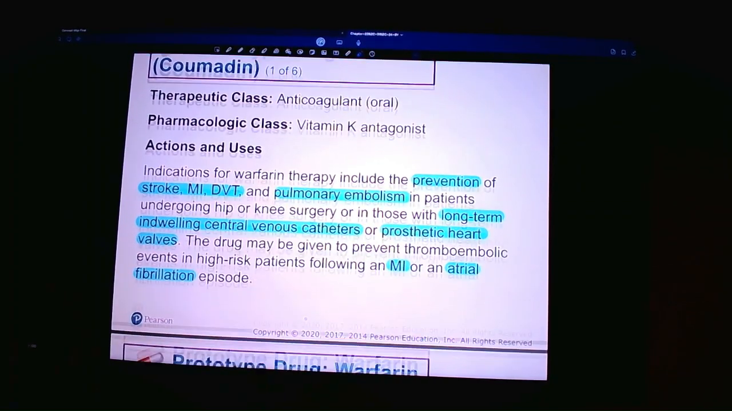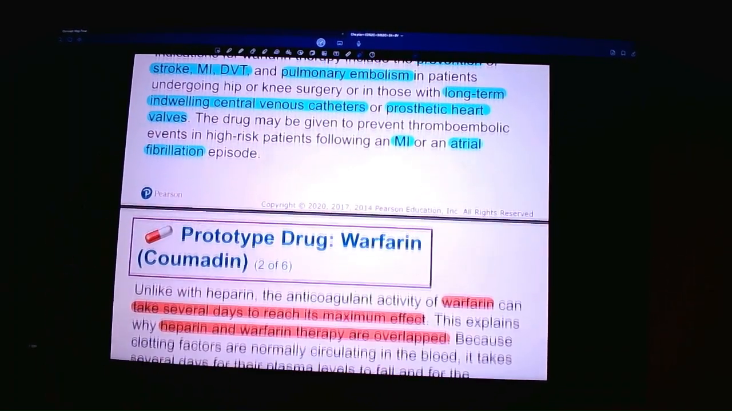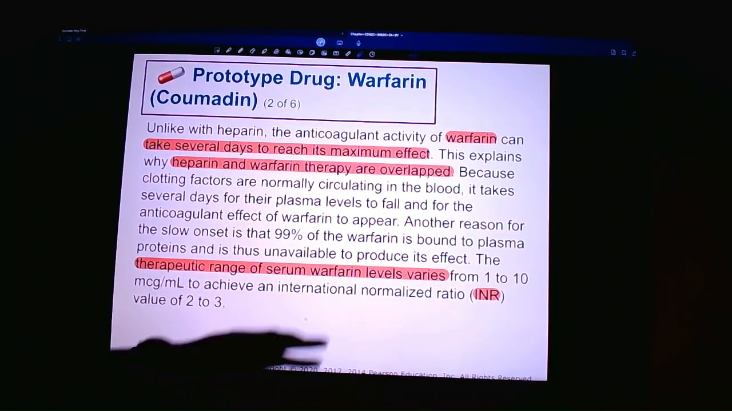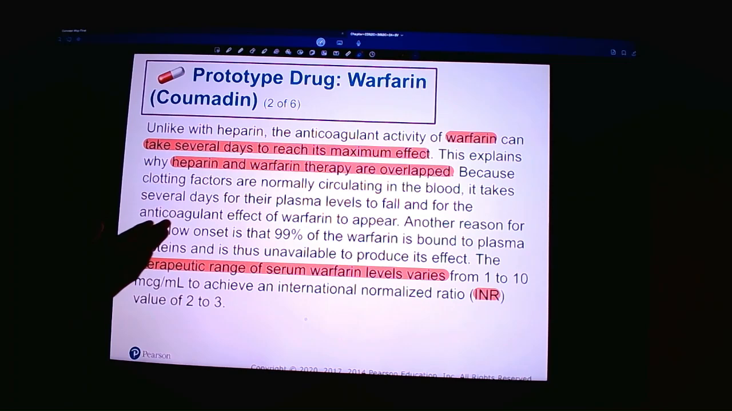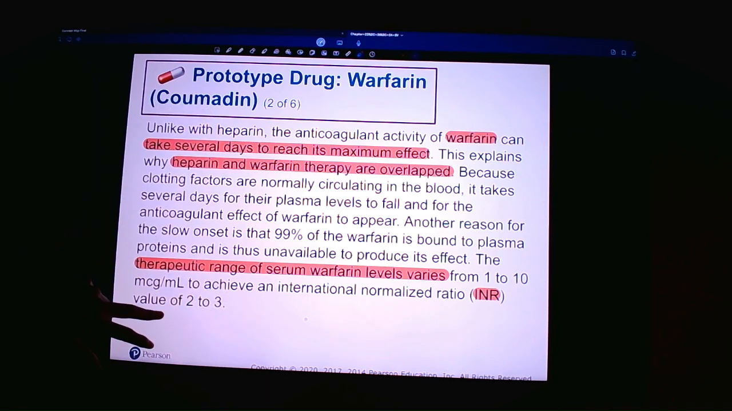So a lot of these are very recurring: MI prevention, AFib, MI treatment, stroke prevention, and so on. So this is just a review. Warfarin can take several days to reach its maximum effect, and that's why warfarin and heparin are used at the same time, which we talked about already. So this is more of a callback.